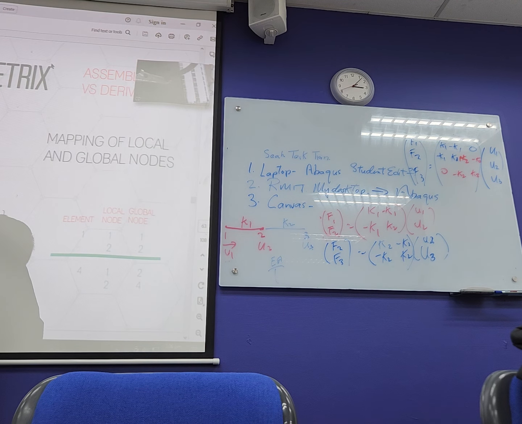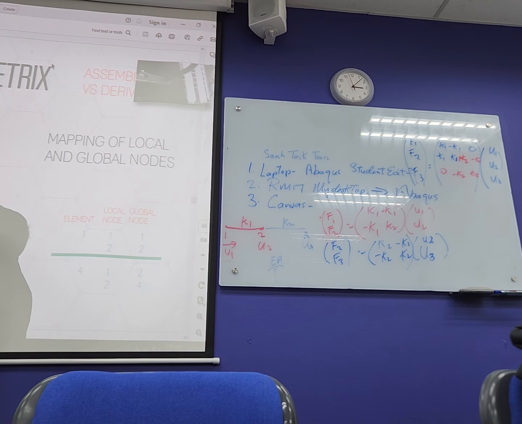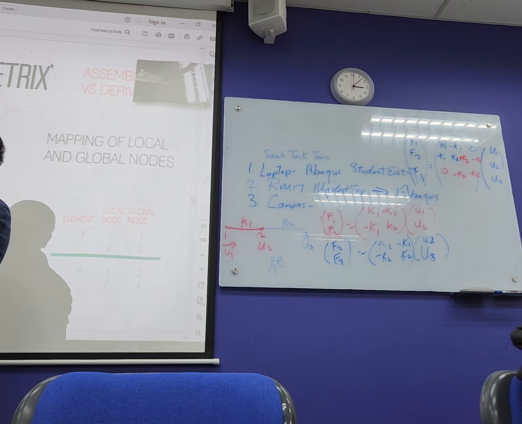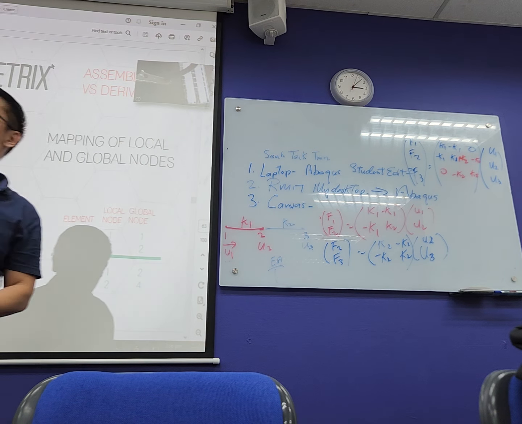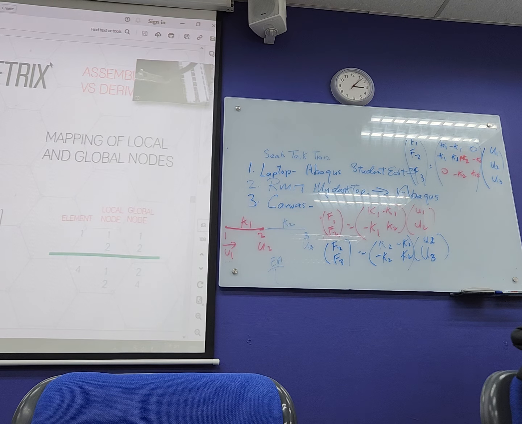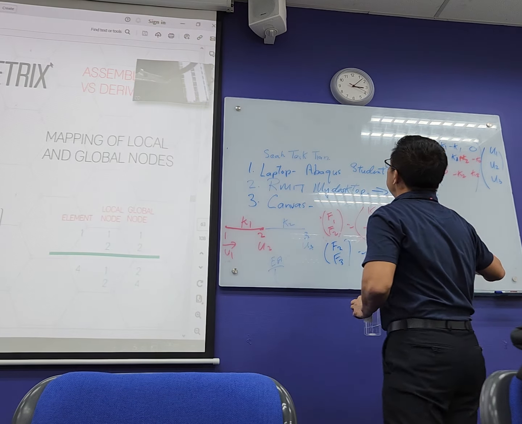element 3. What is the degree of freedom? How many degrees of freedom does it have? 2. Very good. The first node is what? 3. U3, very good. Second node? U4. You see what I mean? So F3, F4, U3, U4. That's all. We do it for each individual element, then we put it together. Alright? Come. I give you 10 minutes. I will get people to come out to write.